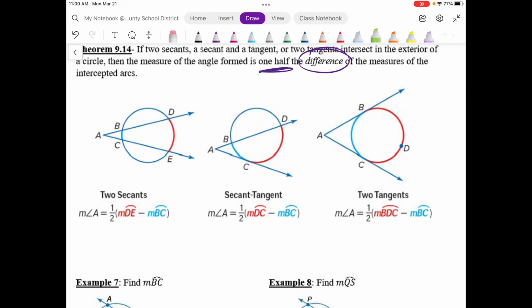We can give you two secants. And remember, a secant goes through the circle at 2 points. Here's one secant. Here's another secant. A secant and a tangent. So this is a secant again, but then the tangent just goes through it once. Or two tangents, and two tangents would just mean they touch the circle exactly once. So any of those combinations, you are going to do the exact same thing, okay?